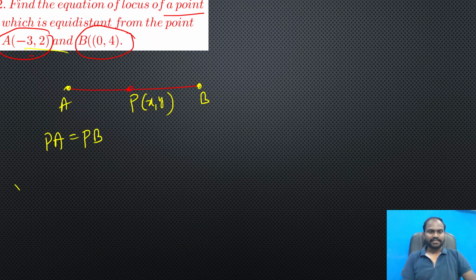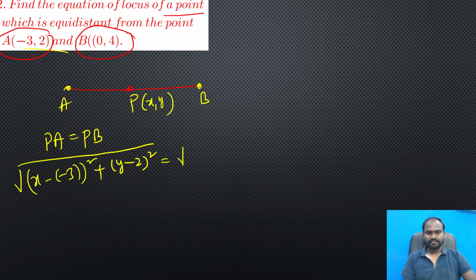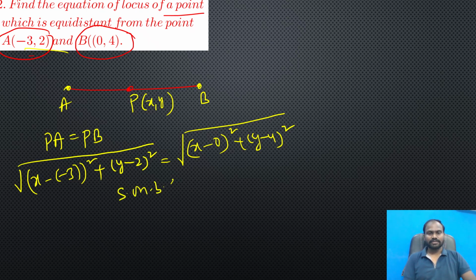So PA, what is the distance formula? Square root of x minus of minus 3 whole square plus y minus 2 whole square. Can I write like this now? Right. Next PB means what? Distance between PB, square root of x minus 0 whole square plus y minus 4 whole square. Simply we can write like that. Now since we have square roots, we can simply apply squaring on both sides to cancel those square roots.